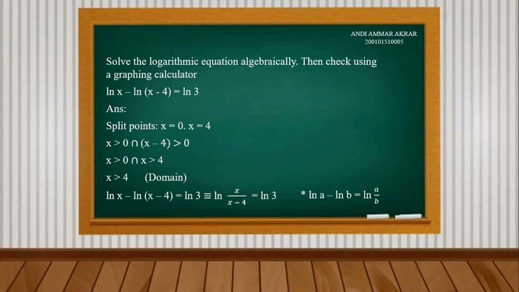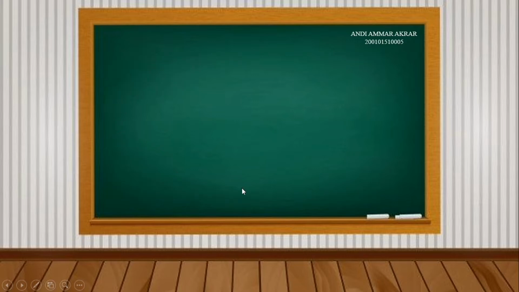Now we need to note that ln is a logarithm with the base e, or Euler's number, which has a value of 2.7182 and so on. Therefore, because the base of the logarithms on the two sides are the same, we are allowed to remove the logarithm sign so that we get x over x minus 4 equals 3.